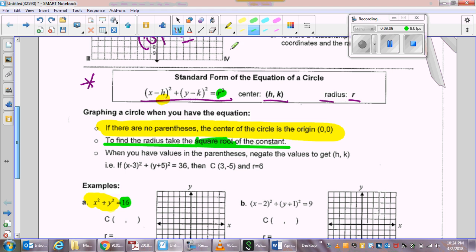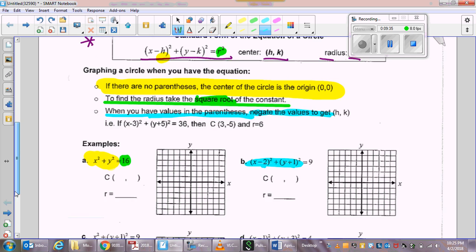And the third thing you need to remember in this section is, when you have a value in the parentheses, like in this equation here, so you have a number in the parentheses, like 2, negative 2, and positive 1, negate the values to get h and k. Okay, so that's what they're talking about. So these are the 3 things you have to remember.